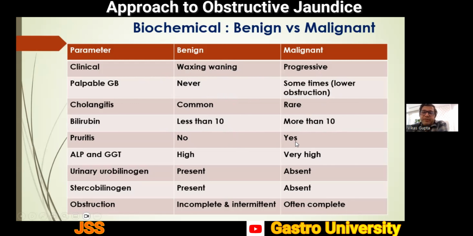Pruritus will be more in malignant jaundice compared to benign jaundice. Alkaline phosphatase and GGT will be comparatively higher in malignant jaundice. Urinary urobilinogen and stercobilinogen will be totally absent in malignant jaundice with complete obstruction, and obstruction will be more complete in malignancy compared to benign disease.